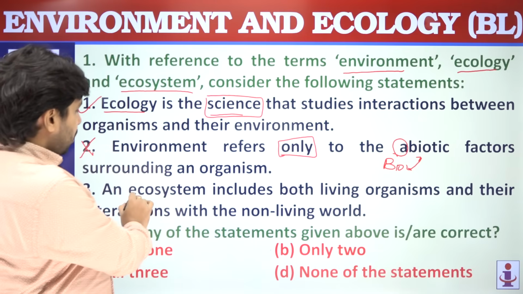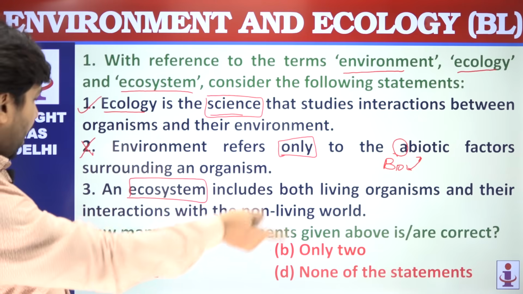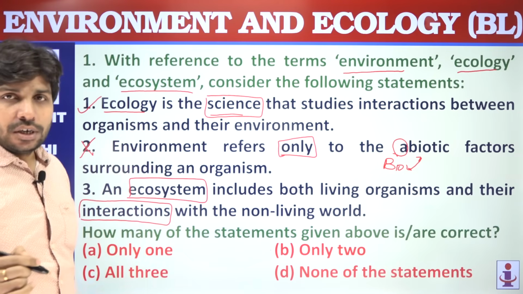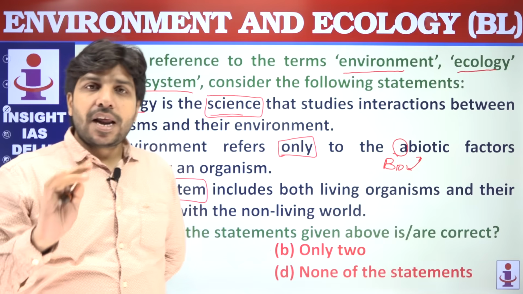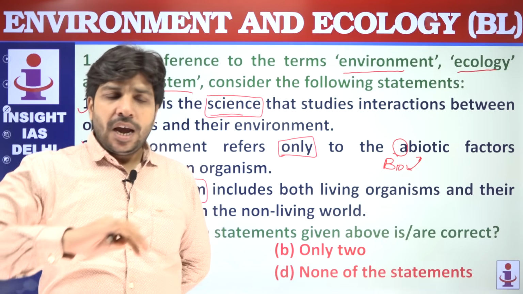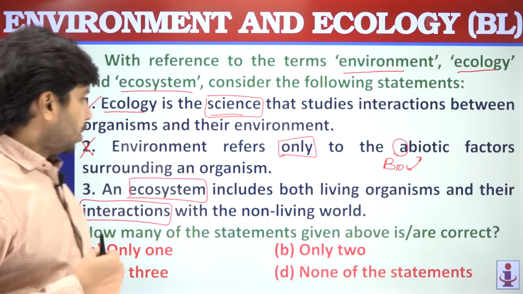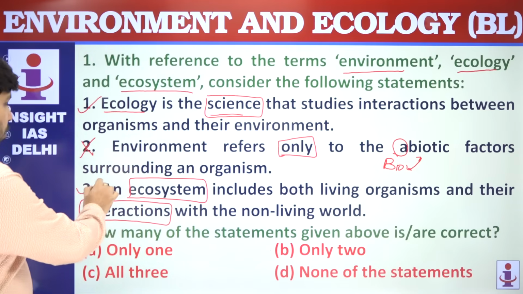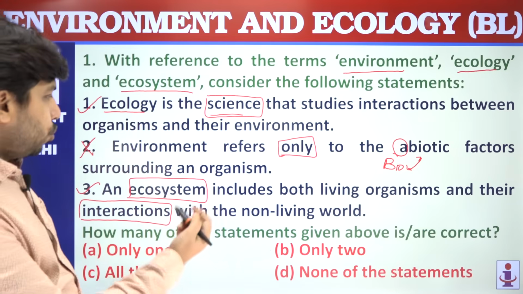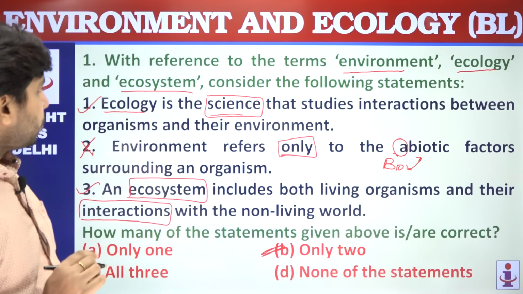Then we have the third statement about ecosystem, includes both living organisms and their interactions. Very important term is interaction here. To define ecosystem, interaction has to be there. Interactions between different organisms, different species, and also interactions between a particular species with its outside environment. So this is the correct statement. Ecosystem is about interactions. So 1 and 3 are correct. So only 2 statements are correct. Option B will be your correct answer.